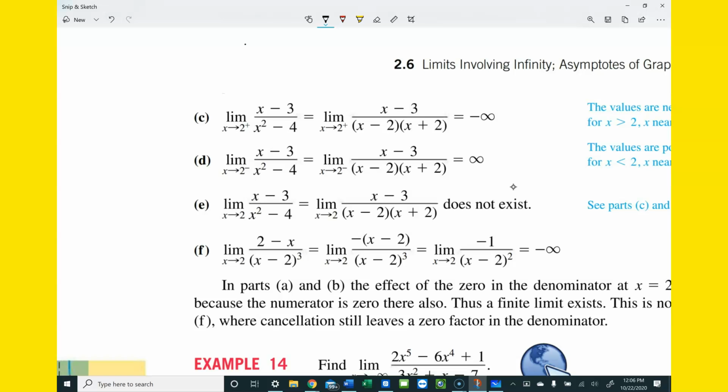All right, part E. So that means that if we approach 2 from the right, we get negative infinity. If we approach 2 from the left, we get positive infinity. That means it doesn't approach a single value. So the overall limit on part E does not exist.